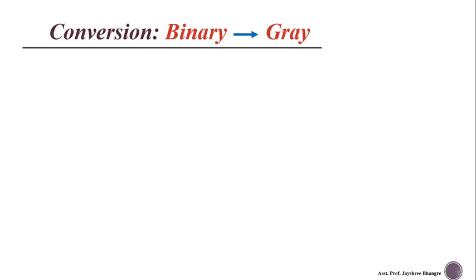So let's see the conversion from binary to gray. To convert a number from binary to gray, we have to perform the XOR operation. Here the binary number given is 1 0 1 1, and we have to convert this number into its equivalent gray code. The leftmost bit is the MSB, and the rightmost bit is the LSB. So the MSB is represented as B3, then B2, B1, and the LSB is represented as B0.